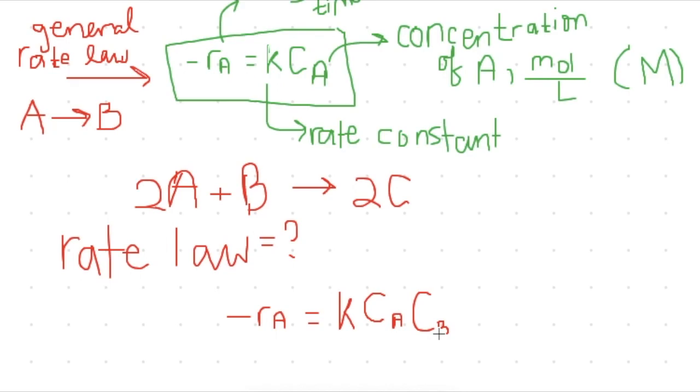Next, we need to make sure that we take the coefficients next to the A and B and attach them as exponents to our concentrations. So reactant A has a coefficient of 2 in front of it, which means we need to square the concentration of A, and reactant B has a coefficient of 1. So we just raise the concentration of B to the power of 1.